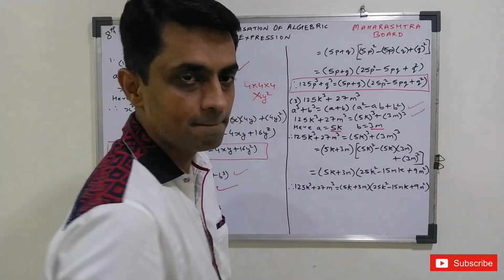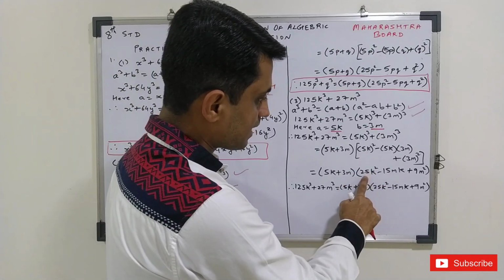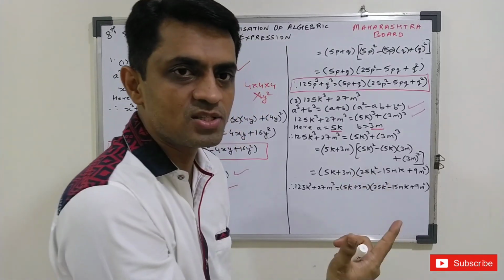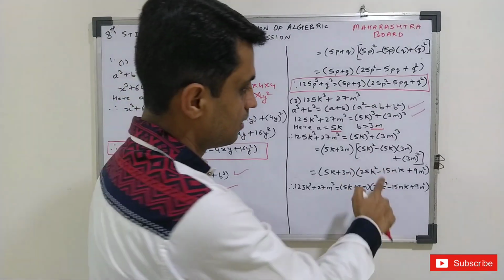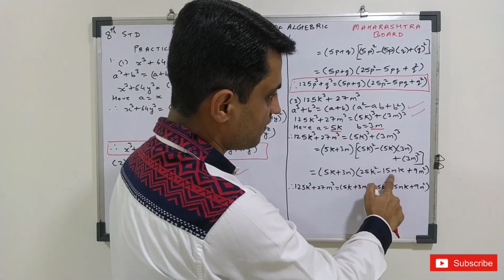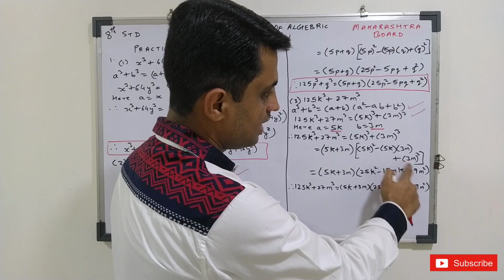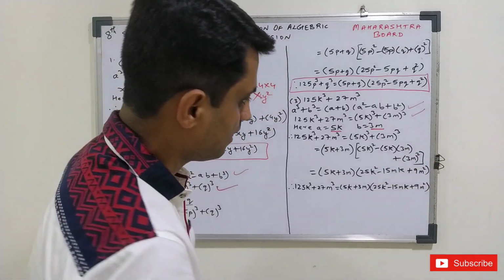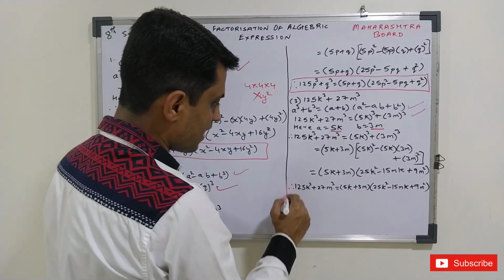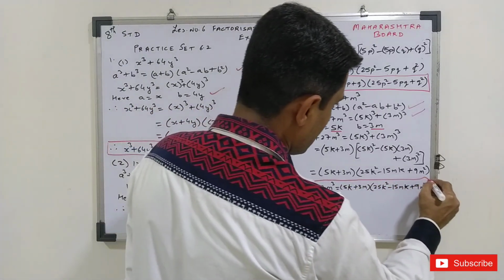3m the whole square. Now open this bracket, it becomes 25k square. 5 square is what? 25, and k square is k square. Minus 5 threes are 15 mk. Plus 3 square is 9, m square is m square, so 9m square. So we got the final answer. So what is our final answer now?